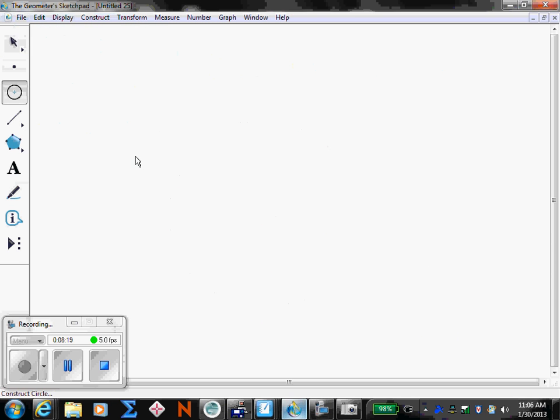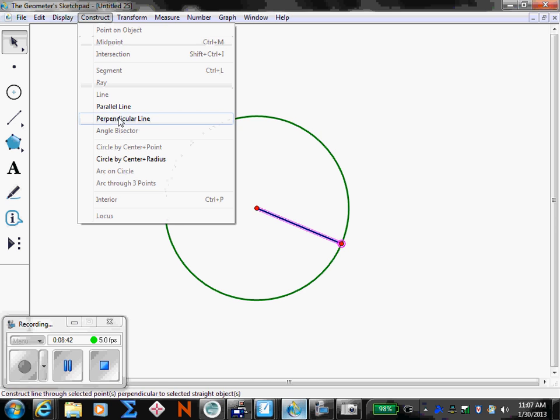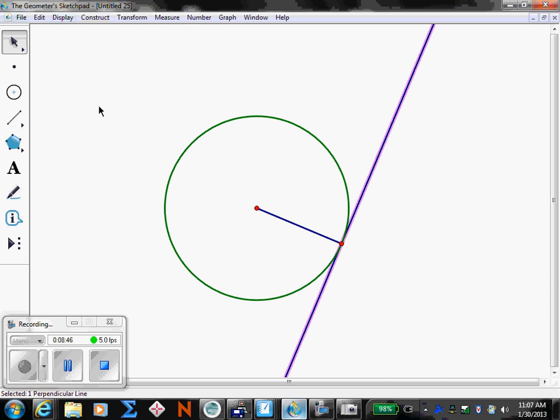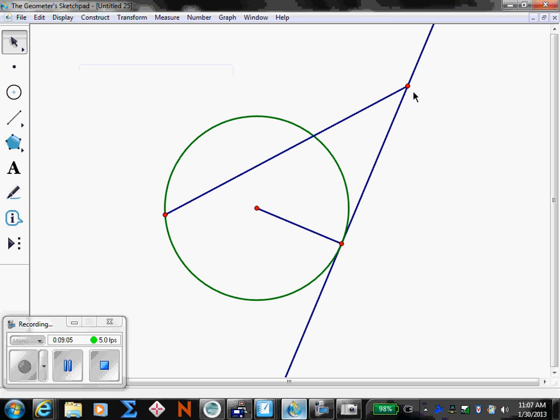So let's start with the circle. We want to construct a tangent. So I am going to make the radius, and then I'm going to highlight this point in the segment and say construct a perpendicular. That is my tangent line. So now I need to make a secant line. So I'm just going to pick any point on my tangent. I'm going to pick another point on the circle. I am then going to construct a segment. So now I have a tangent and a secant.